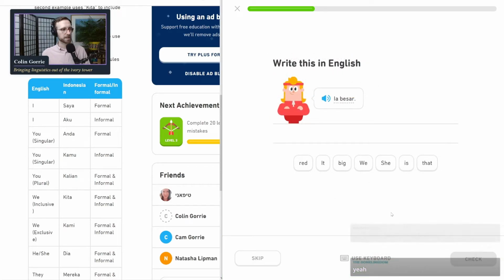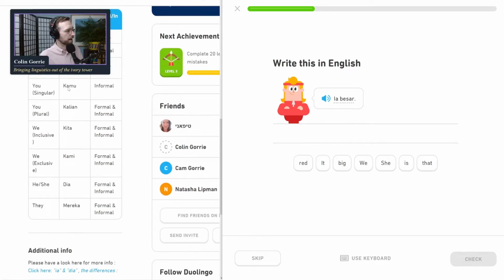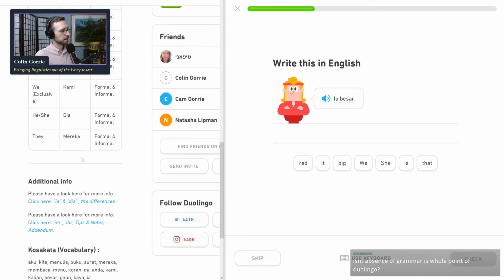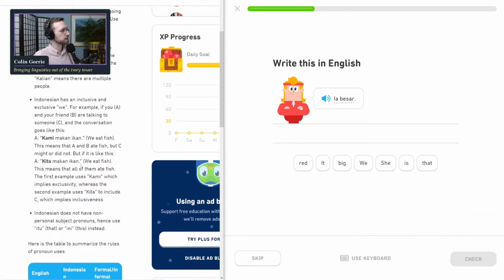Ia besar. What's that? Well, we know that we have our, what do we have for our we? We have kita and kami, inclusive and exclusive. We have dia for he and she. And for it, we have nothing. Where does it say anything about ia?